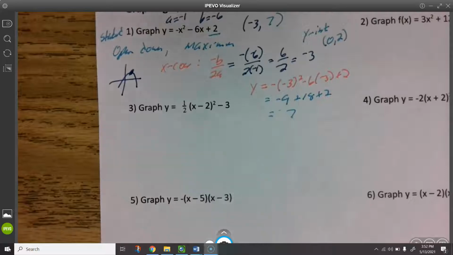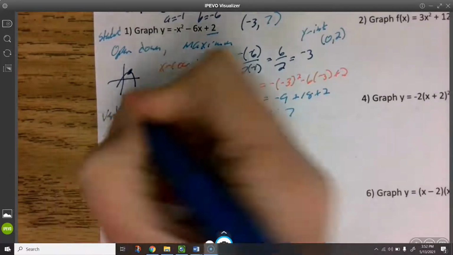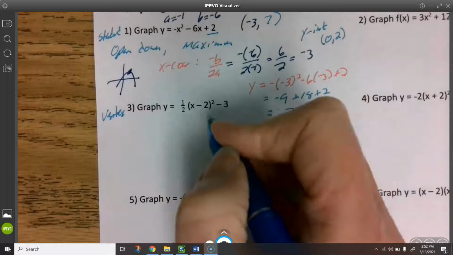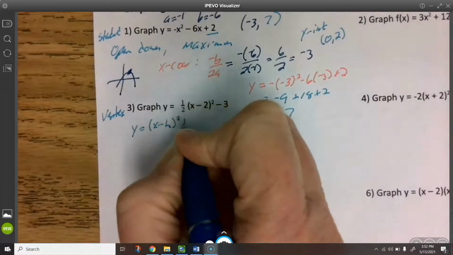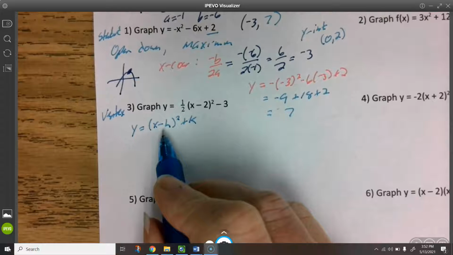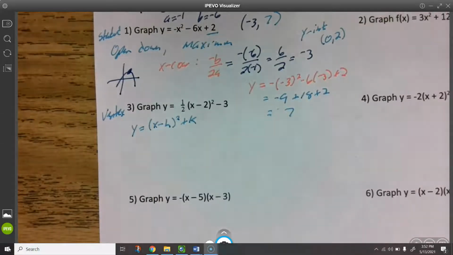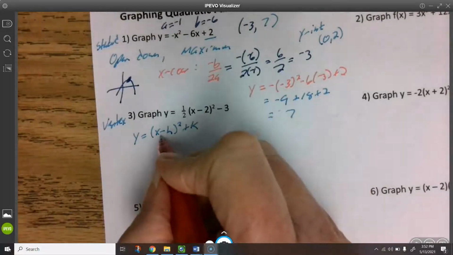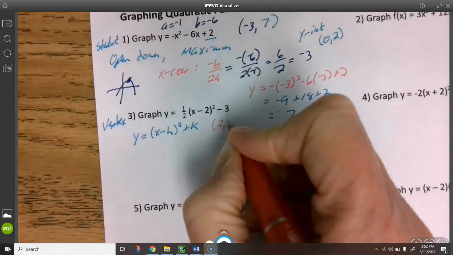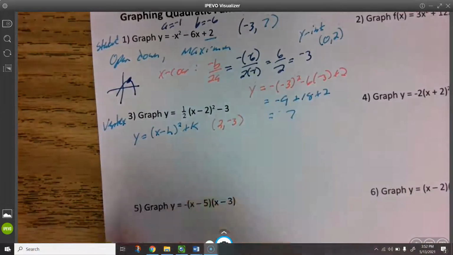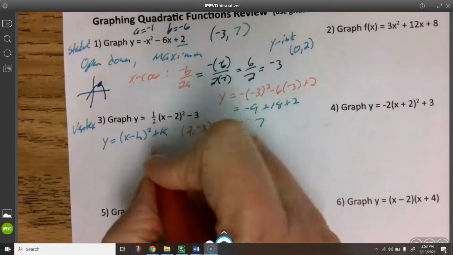Okay, number 3. Now, on number 3, we're given vertex form. And vertex form, remember, is y is equal to a times x minus h quantity squared plus k. H is the x-coordinate of your vertex. K is your y-coordinate. So my vertex here, because it's subtraction, we actually want subtraction, my vertex is 2, negative 3. Does it open up or down? That's right, it opens up.